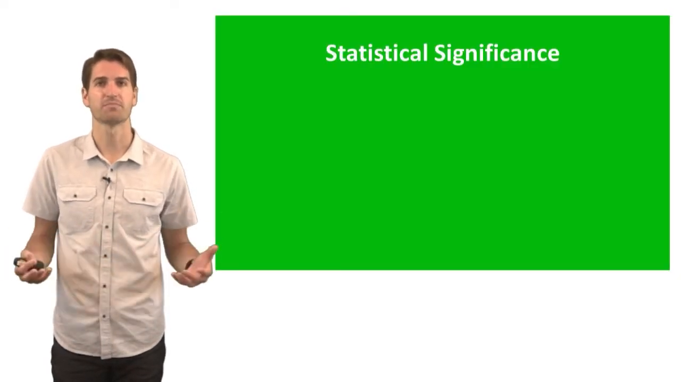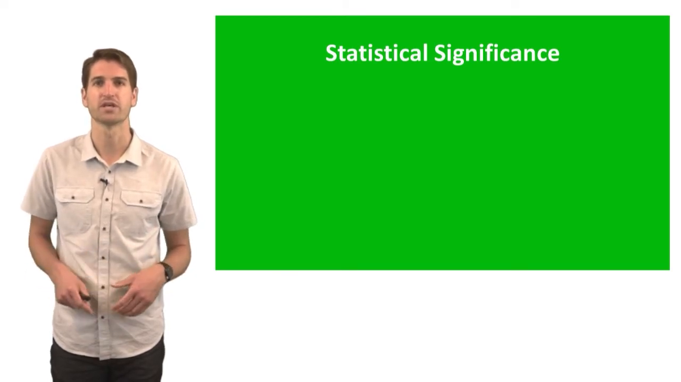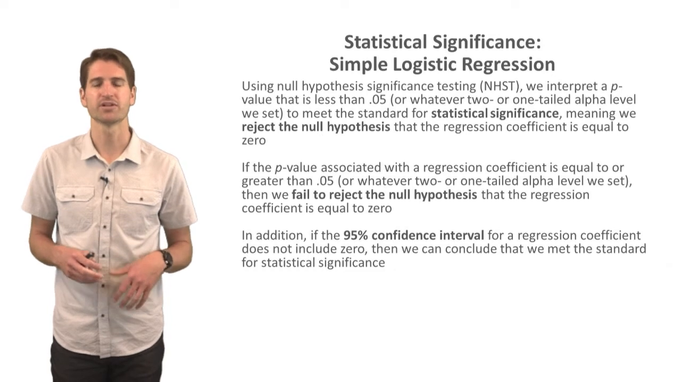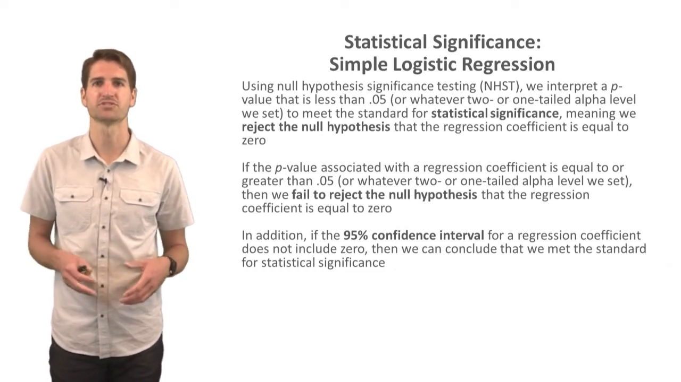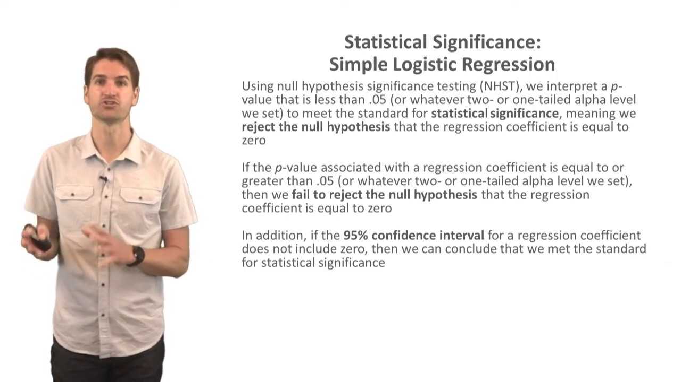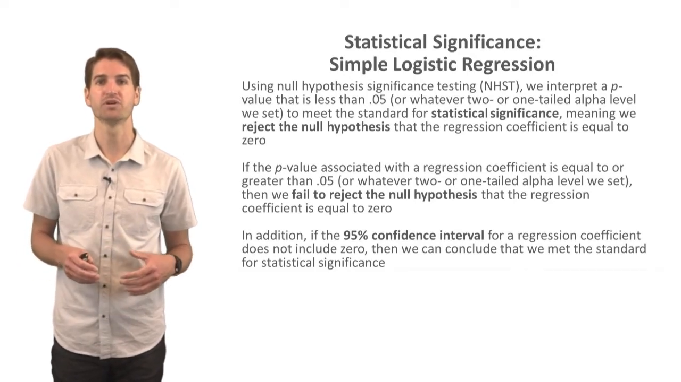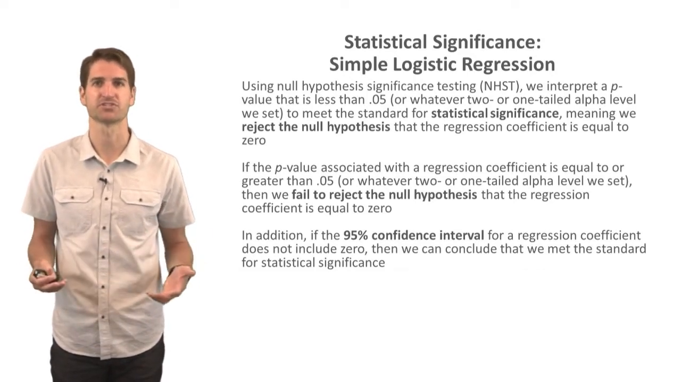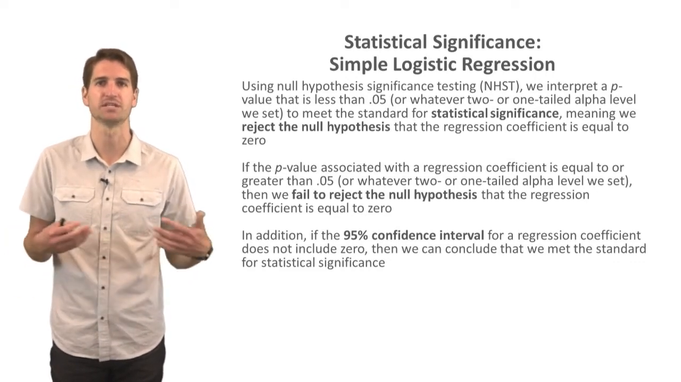So let's now talk about statistical significance in the context of logistic regression models. And we'll start with simple logistic regression. Let's assume that we're using null hypothesis significance testing and that our alpha value is set at 0.05 two-tailed. If our p-value is less than that alpha value of 0.05, then we would say that we've met the standard for statistical significance, meaning that we reject the null hypothesis that that regression coefficient is equal to 0.